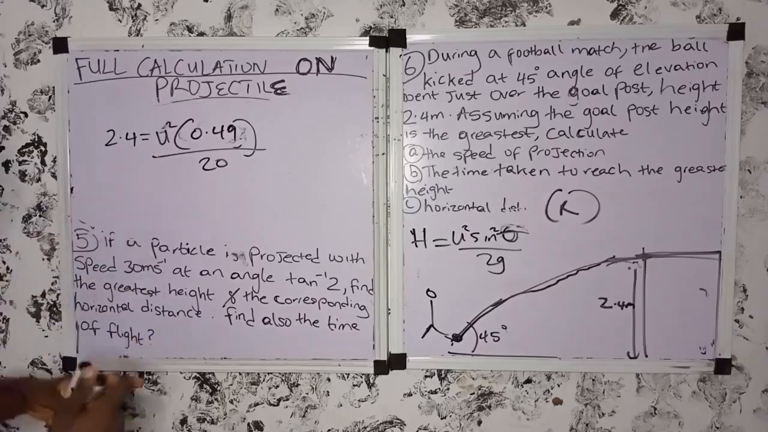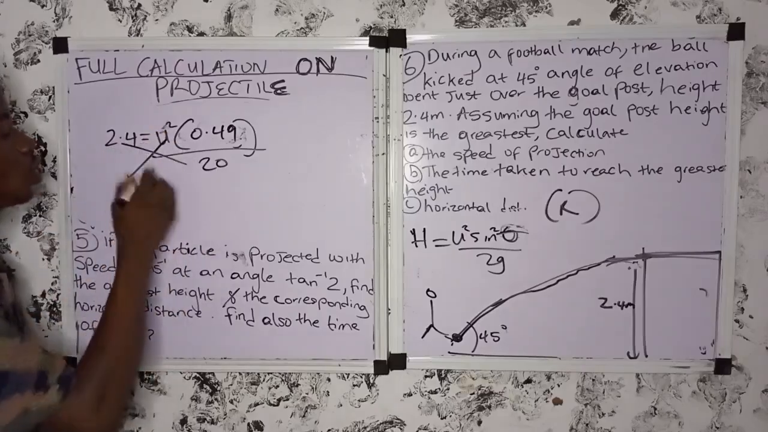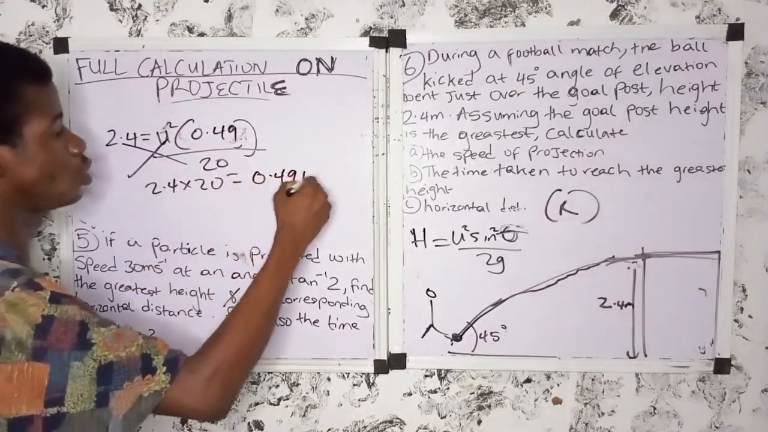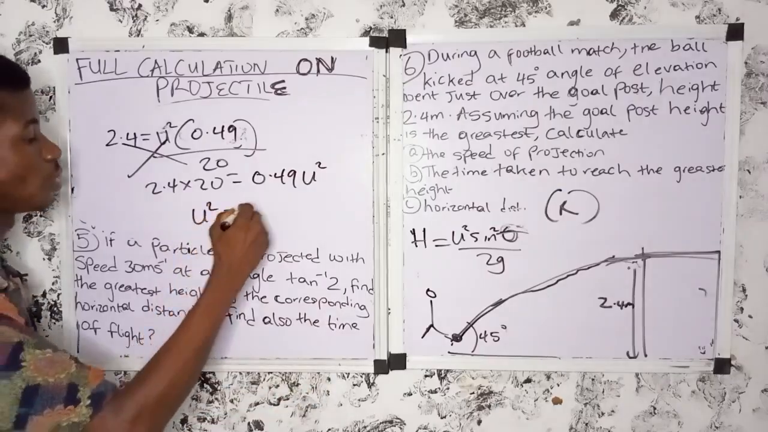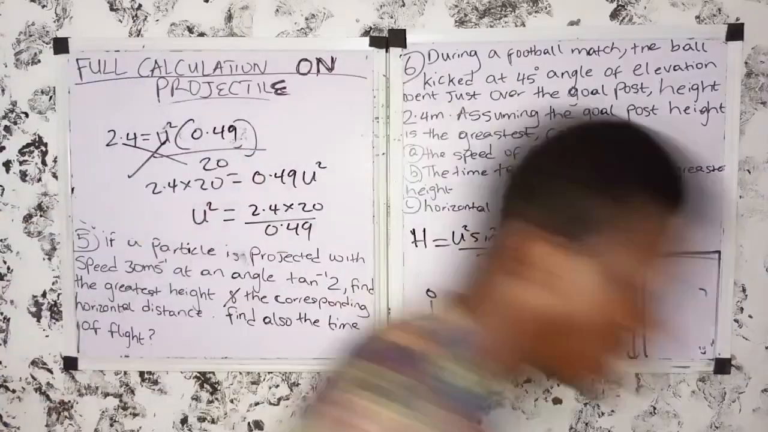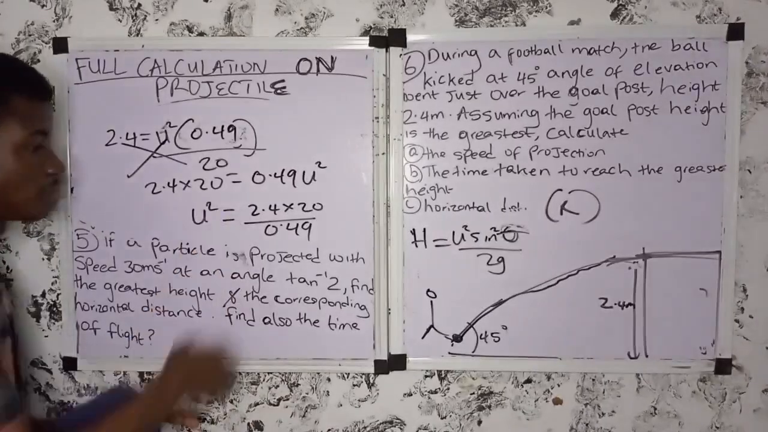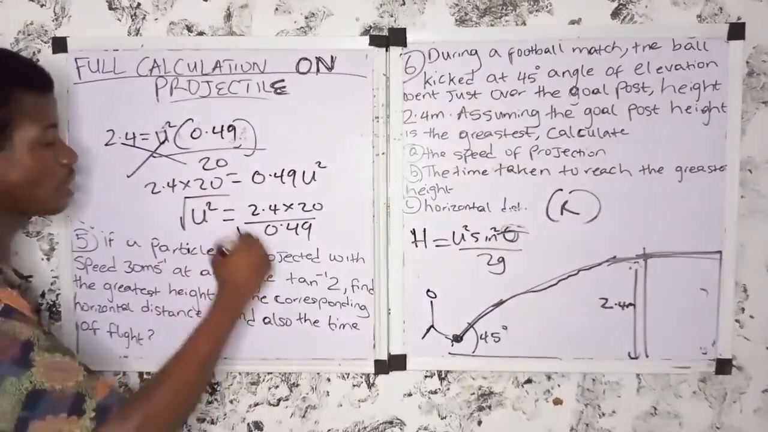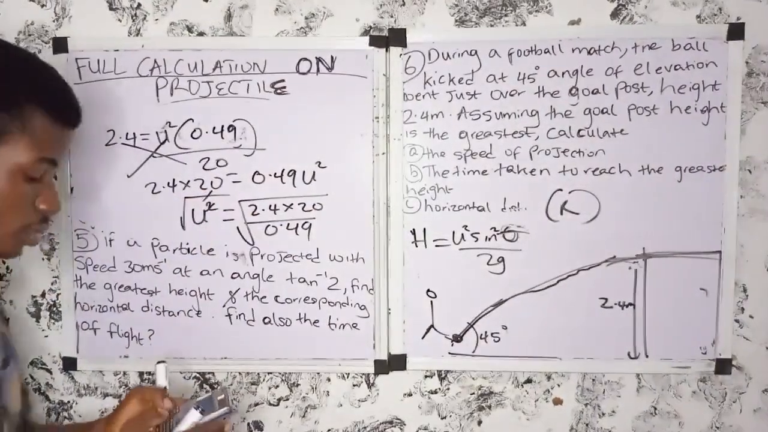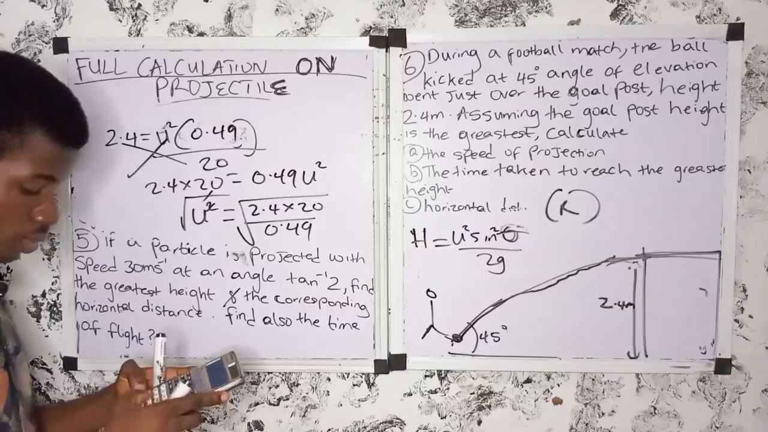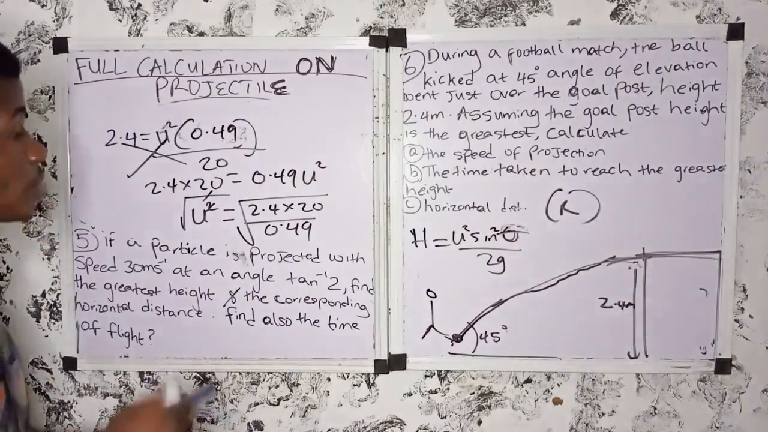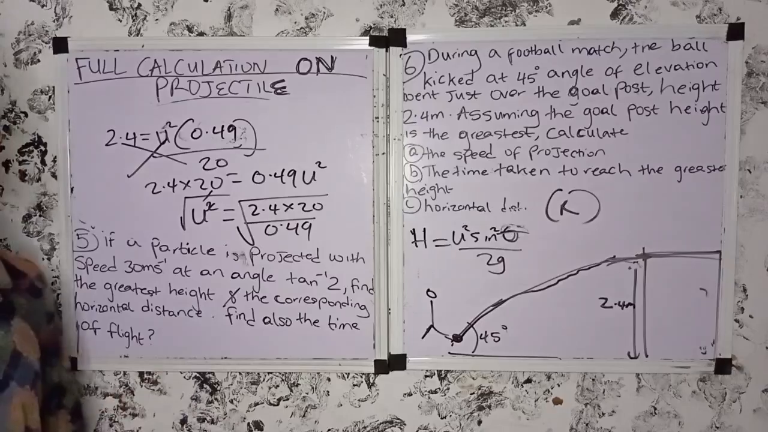So we're looking for u squared. So let's cross multiply: 2.4 times 20 is equal to 0.49 u squared, right? So making u stand alone, u squared is 2.4 times 20 divided by 0.49. Before I continue, we take the square root of both sides. This one cancels this. So let's take the square root of everything here. So the square root of 2.4 times 20, divided by 0.49. Okay, so the velocity is 9.8.